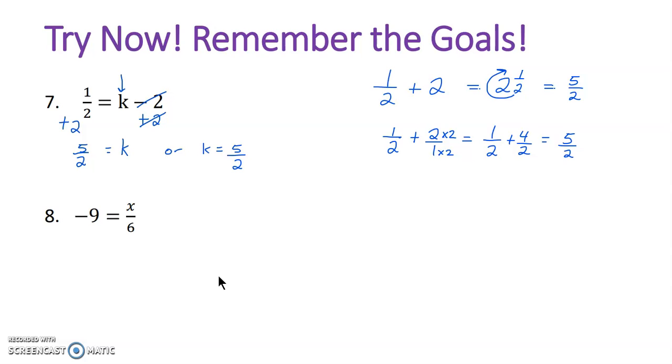For number 8, we hone in on the variable. Here is x. So we ask ourselves, what's happening to x? X is being divided by 6. So because it's being divided, we're going to do the opposite. We're going to multiply by 6. That will cancel, leaving us with x isolated. And over on the left, we're going to multiply by 6. Negative 9 times 6 is negative 54. And again, you can write the answer with the variable on the left-hand side if you so choose. X is equal to negative 54.